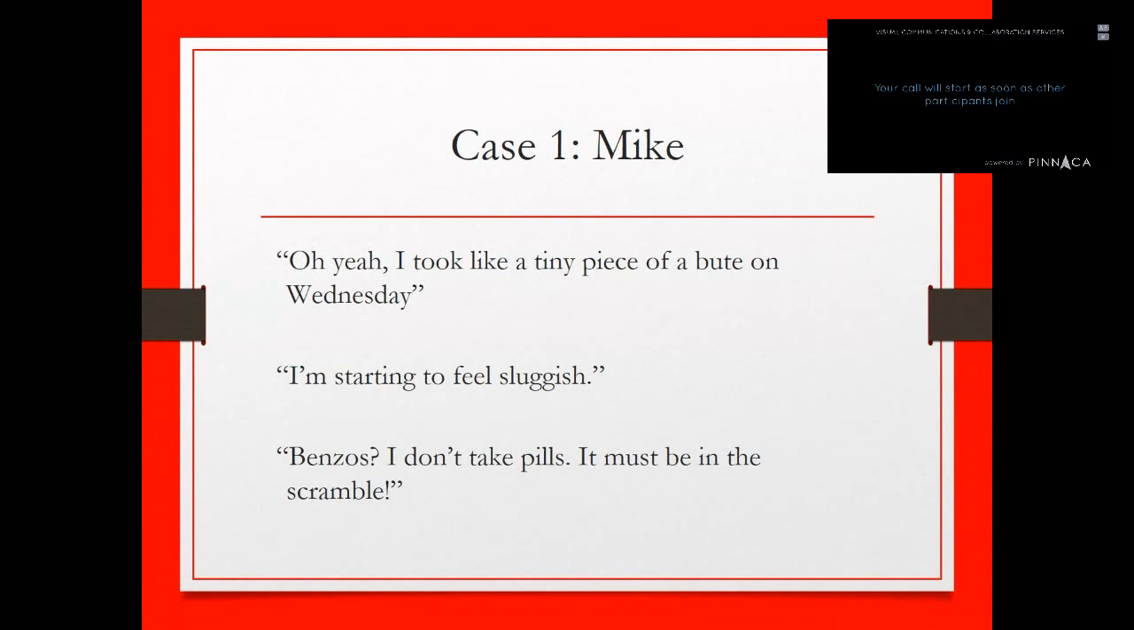So Mike tells us, "No, I haven't used heroin in 2 days. I was feeling a little rough yesterday, so a friend gave me half of his buprenorphine strip, his Suboxone strip, and he hasn't used this morning."